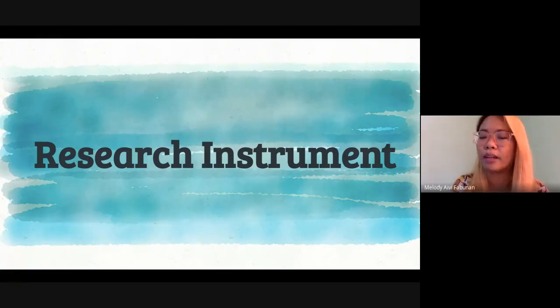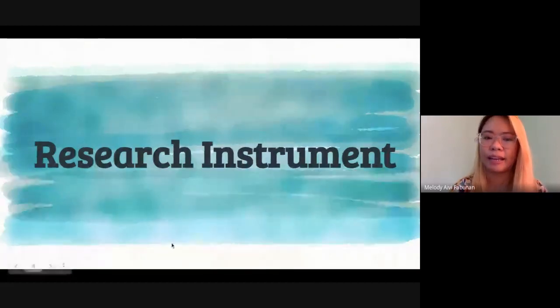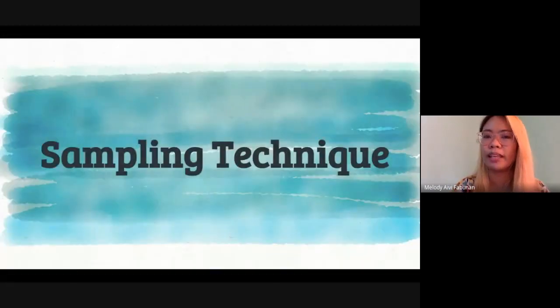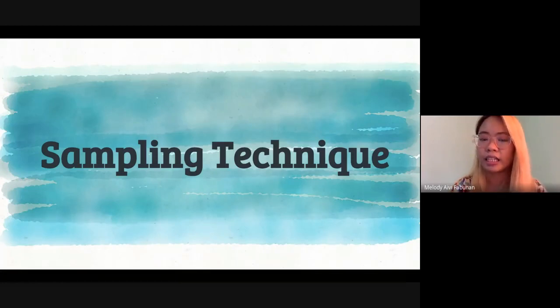So, be specific about what kind of survey, what kind of interview, what kind of experiment you will be doing, and other instruments that you will use to gather your necessary data. And then, after the research instrument, the fourth part of Chapter 3 is all about your sampling technique. That sampling technique was discussed by Teacher Zera in her subject Statistics and Probability.